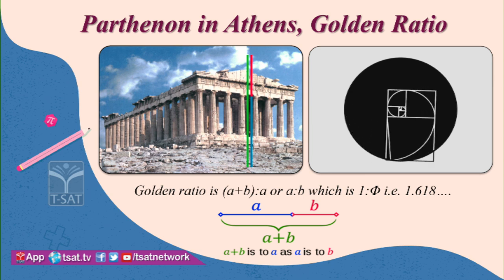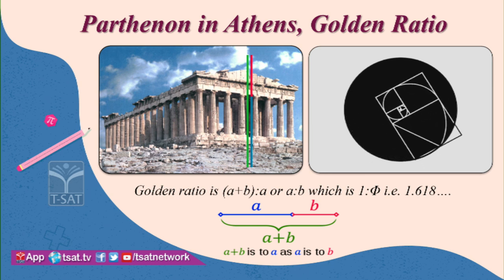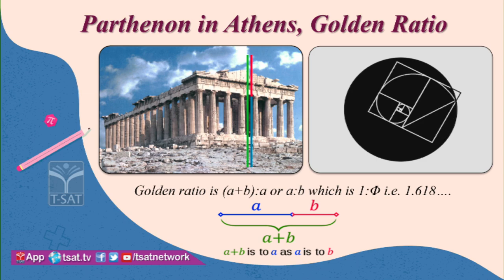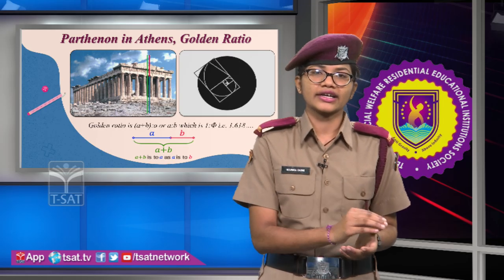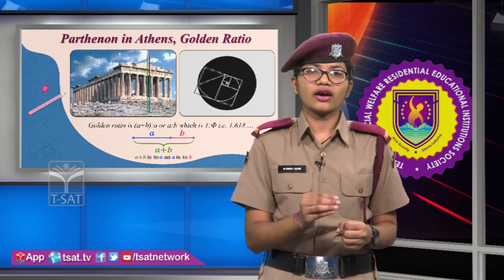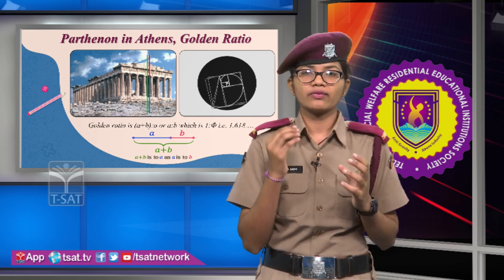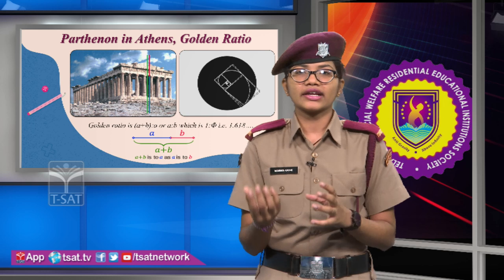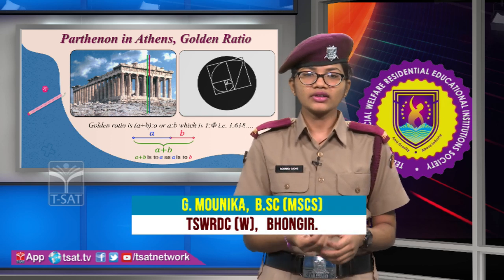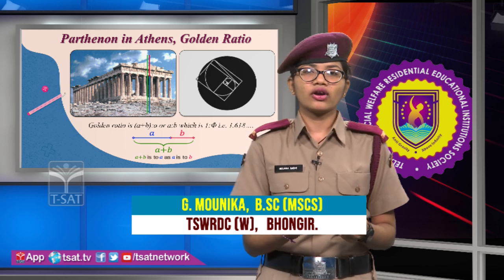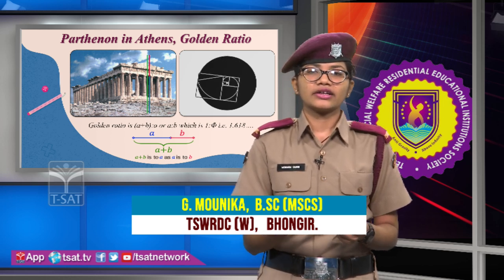He used it in design and construction. Let's see an application of how the golden ratio is used in Greek architecture. The Parthenon in Athens is one of the best examples of how the golden ratio is applied. Let's see how the golden ratio is formed in a picture.